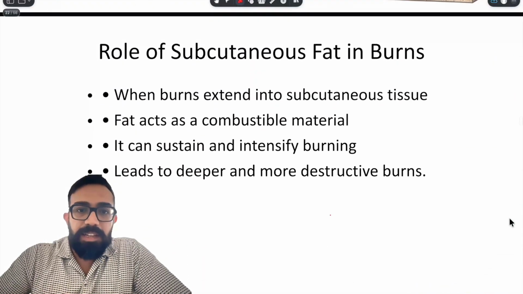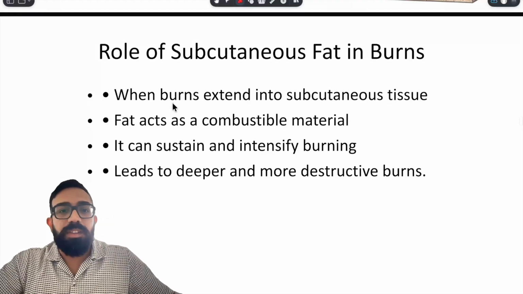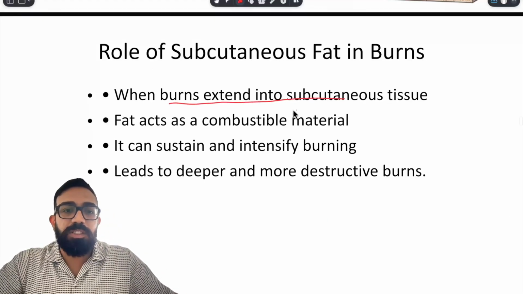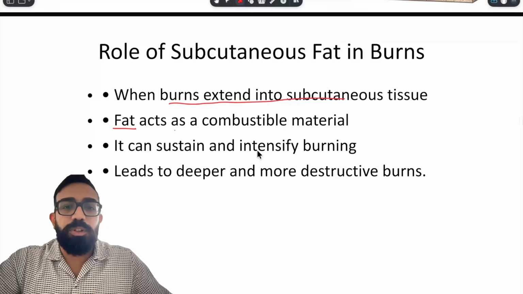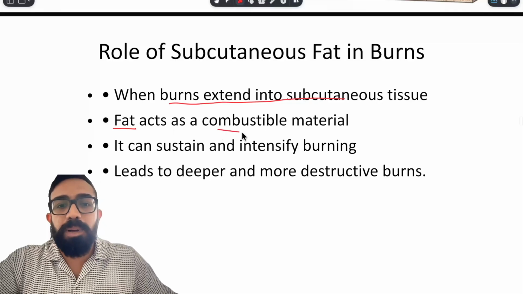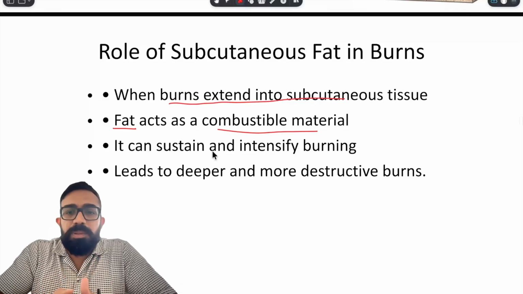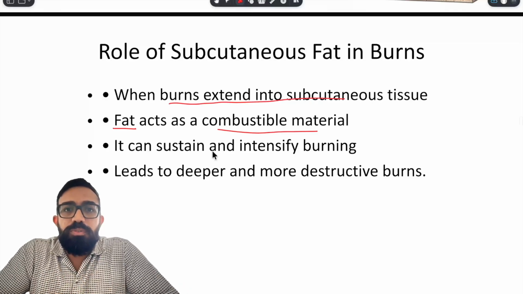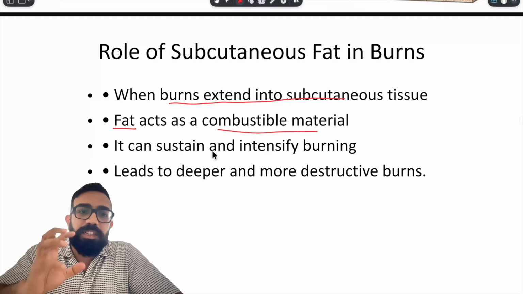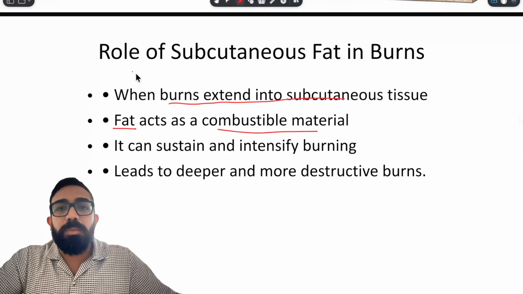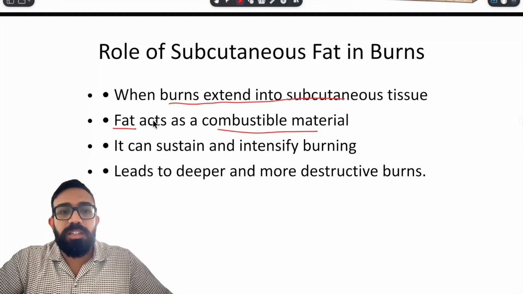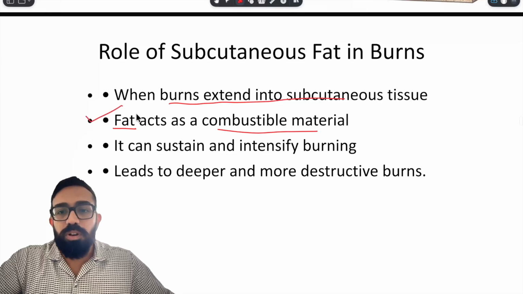The reason is that whenever burns extend to the subcutaneous tissue, the fat in the subcutaneous tissue acts as a combustible material and it becomes basically more of a grease, more of a ghee, for further extending the burn. Okay, so it is like adding ghee to the fire when the subcutaneous fat gets involved.